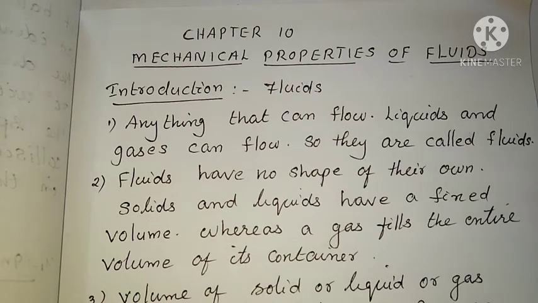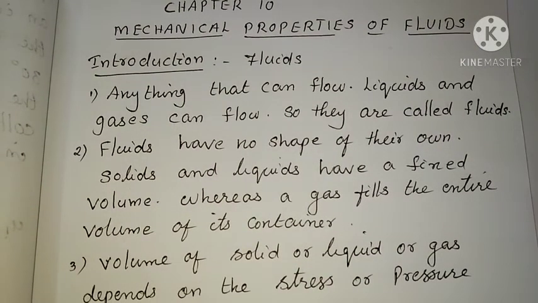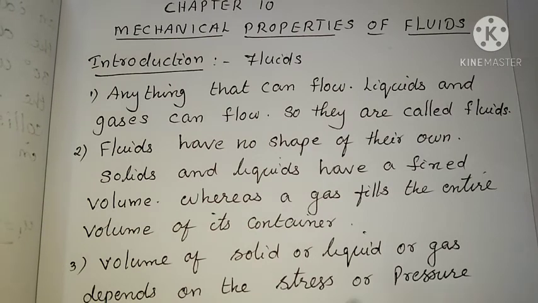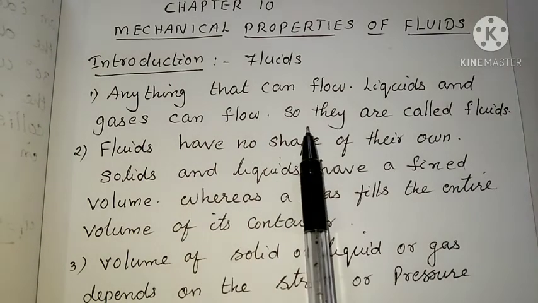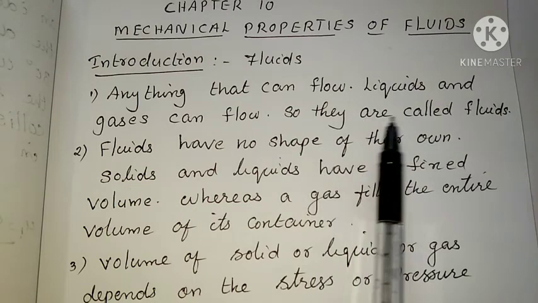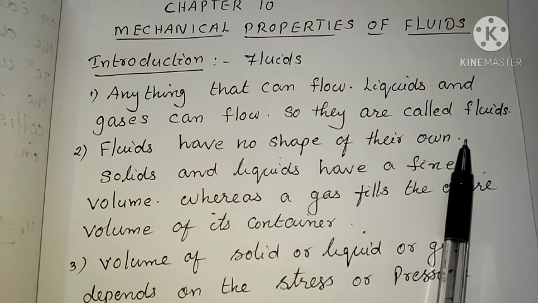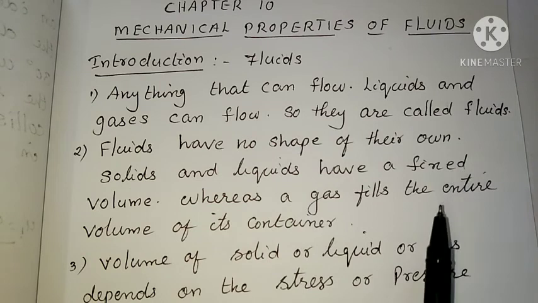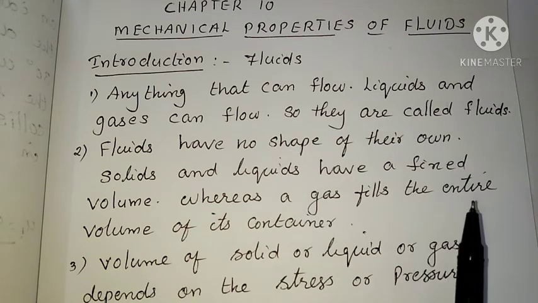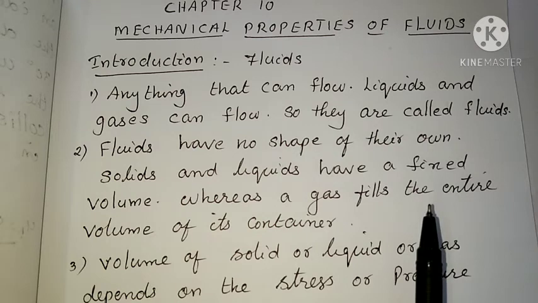In the lower classes, you studied about the fluid. So, what do you mean by fluid? Anything that can flow. Liquids and gases can flow, so they are called fluids. This property distinguishes the liquids and gases from solids. And you know that fluids are everywhere around us.